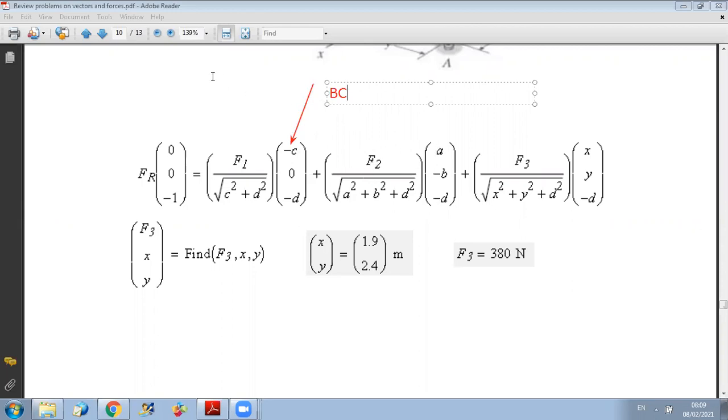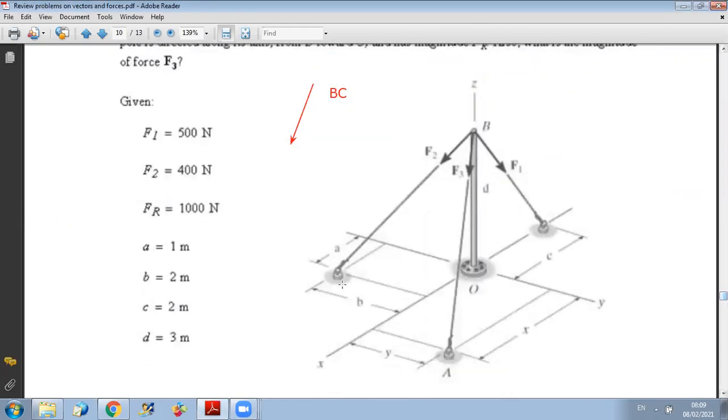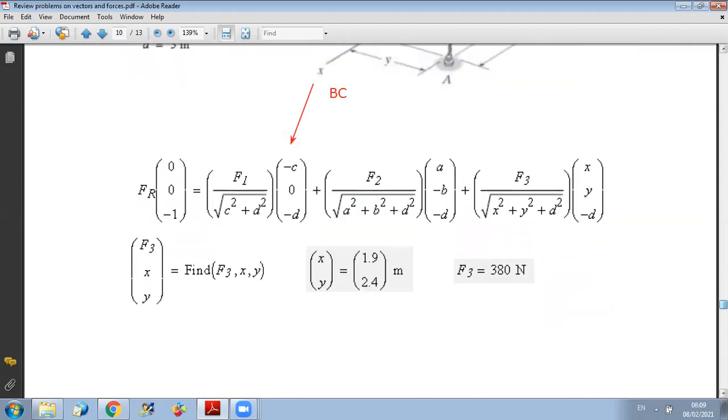So if we go back to the figure, we said that if we call this point D, we have found the coordinates of D. So the unit vector of BD, okay? This represents here vector BD, and we divide by the magnitude. This is radical of A squared plus B squared plus D squared. And finally for F3, the unit vector is BA, okay? So this is vector BA, and I divide vector BA by its magnitude.